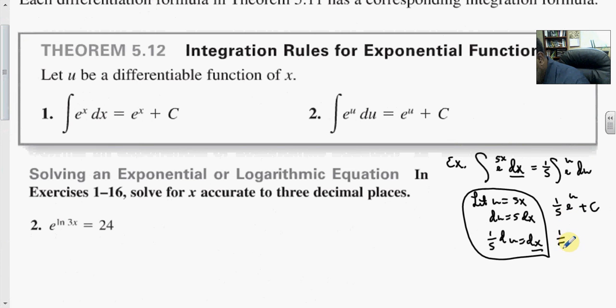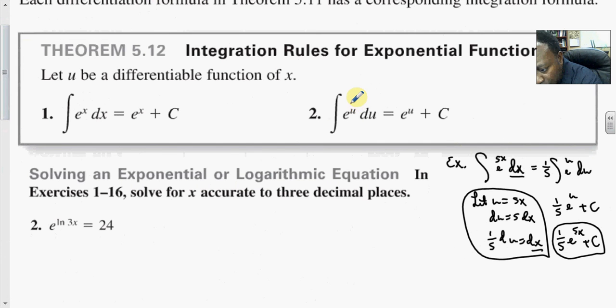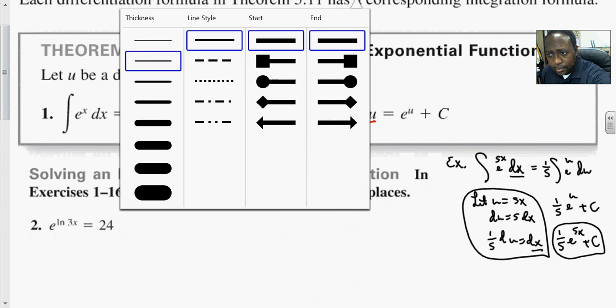But this is 1/5 e to the u is 5x plus c. So what I'm saying is you want to be careful when they talk about this u and du. They're saying a whole lot: that u is a function of x. It's just not one term there. It's a term whereby you have to use some type of u du substitution, and that's what they're begging for. So just make sure that you watch out for that.